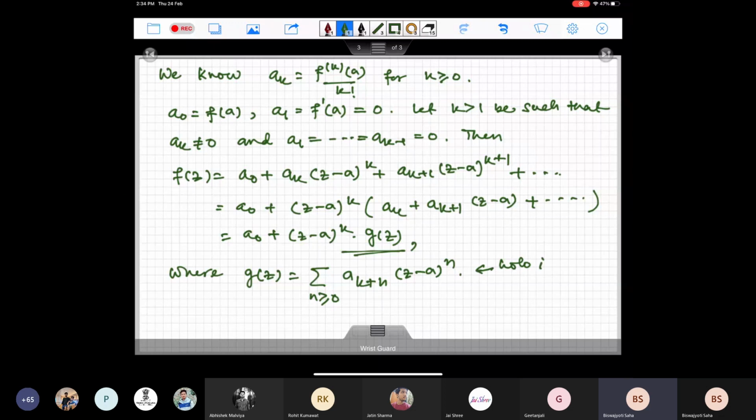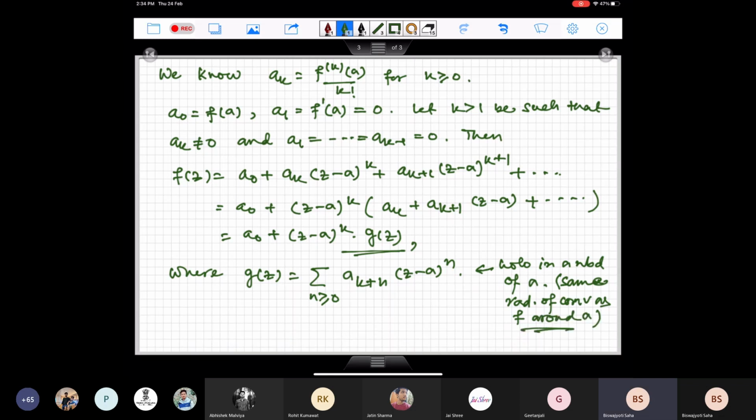And this is going to be holomorphic in a neighborhood of a. Okay, because the power series of f and the power series of g have the same radius of convergence. Okay, I'm not writing so explicitly, but you already know these kind of things. Same radius of convergence as f around a. So whatever the radius of convergence that we got for f around a, the same radius of convergence we are going to get. So therefore, this is going to define a holomorphic function in a neighborhood. Fine, all that is good.